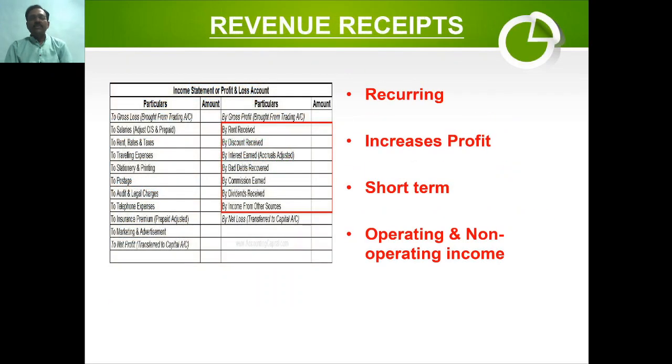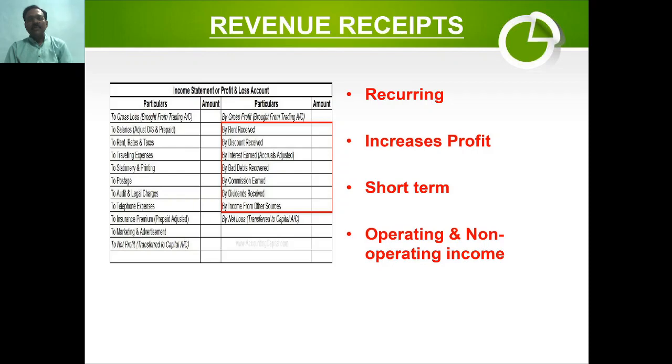Now what is revenue receipt? Revenue receipt is recurring in nature. Now revenue receipts, we can see the red box which is created on the image towards the left hand side is showing the examples of revenue receipts. What are the revenue receipts? As the name suggests, it is generated from regular revenue, regular business operation. It is recurring in nature.